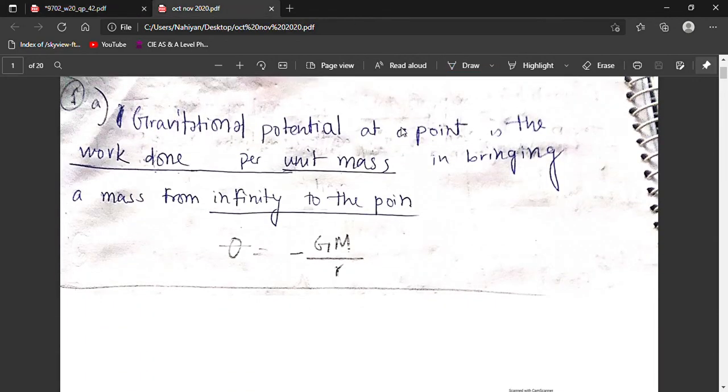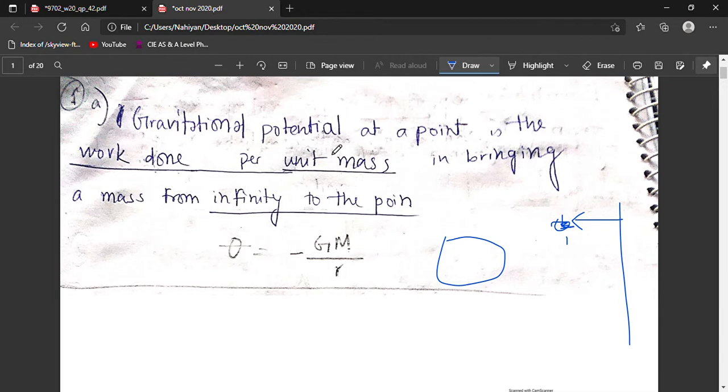So we know gravitational potential at a point is the work done per unit mass in bringing a mass from infinity to the point. As we have discussed this earlier, we consider the separation to be at infinity, and the energy is the work done to bring the mass from infinity to this point.